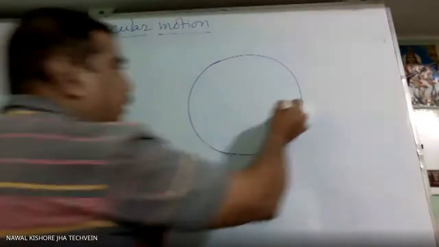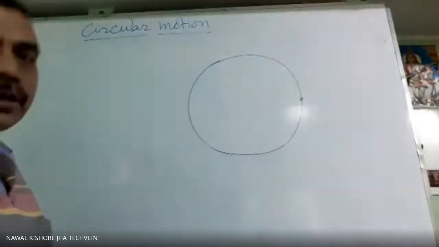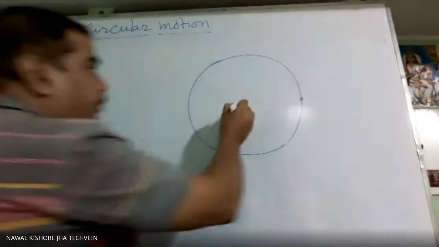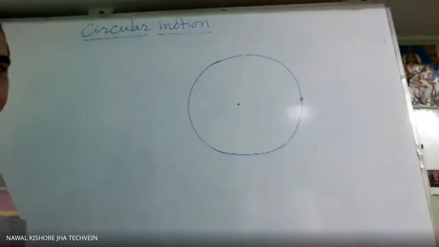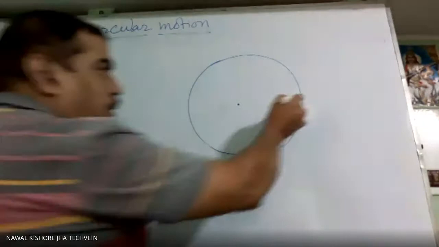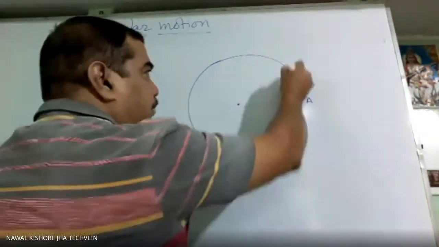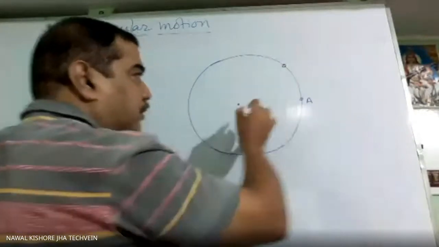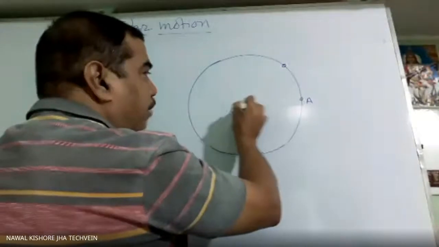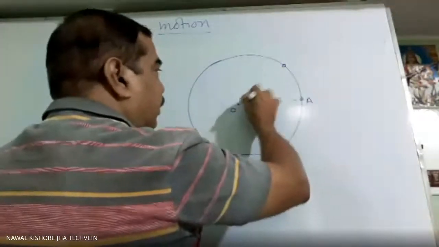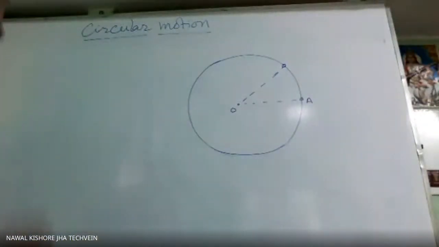That is, a particle will move in such a way that its distance from a fixed point is always the same. One particle is here, at any point. After some time it has gone to this place. So the distance of this object from a fixed point is always the same.